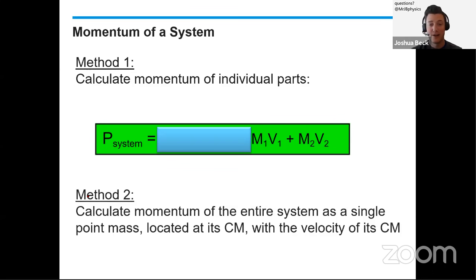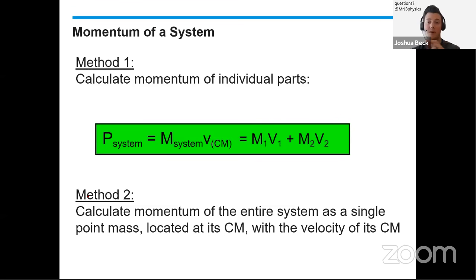In this scenario, the lines are sort of blurred. Everything's sort of attached together. So we want to calculate the momentum of the whole system at once, put all the mass at its center of mass. And we can do that by taking the total mass of the system. And instead of the velocities of the individual parts, we look at the center of mass and what is its velocity? Where is it moving?